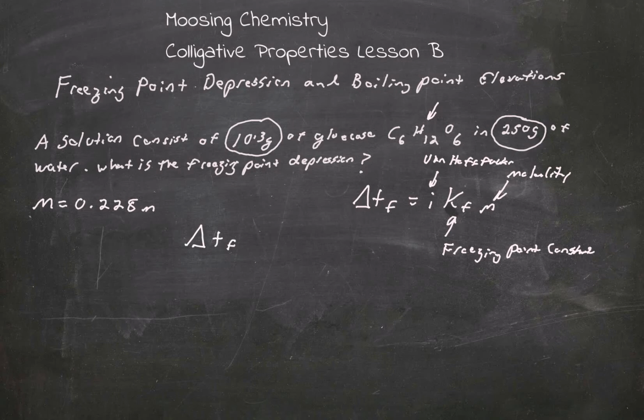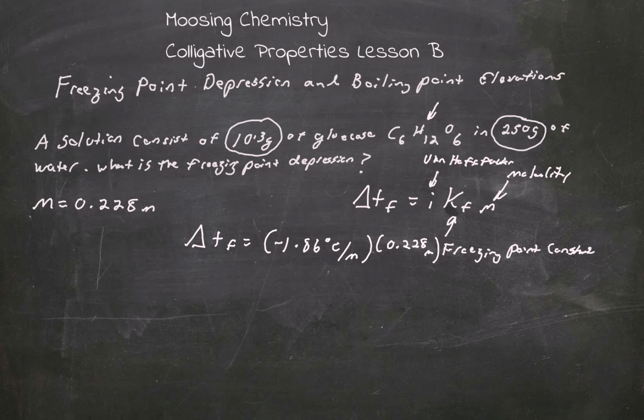Delta TF equals negative 1.86 degrees C over m times 0.228 m. Where did this number come from? Well, that negative 1.86 is the freezing point depression value for water. Each solvent, like ethanol or other alcohols, has different freezing point depression numbers. But this one, negative 1.86, is for water, so we can use that one.